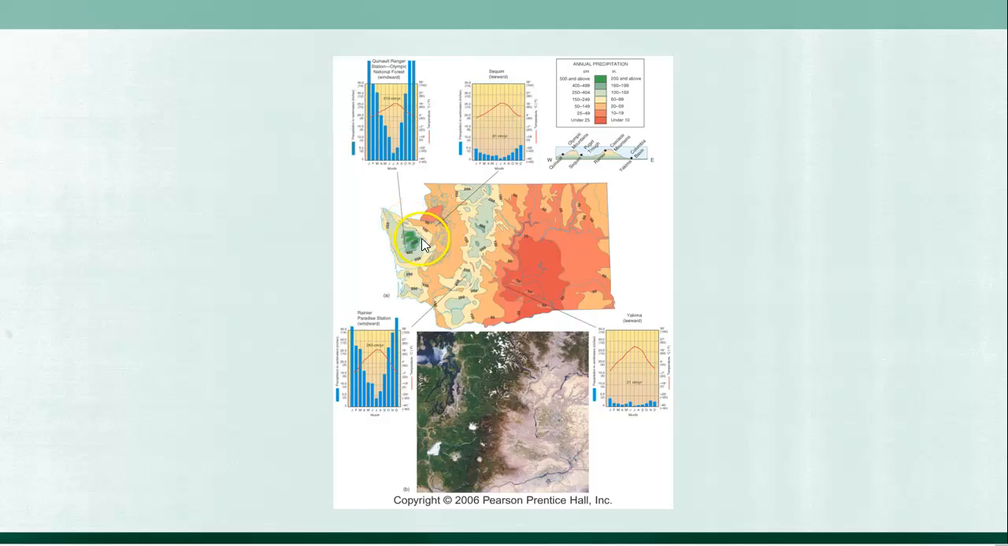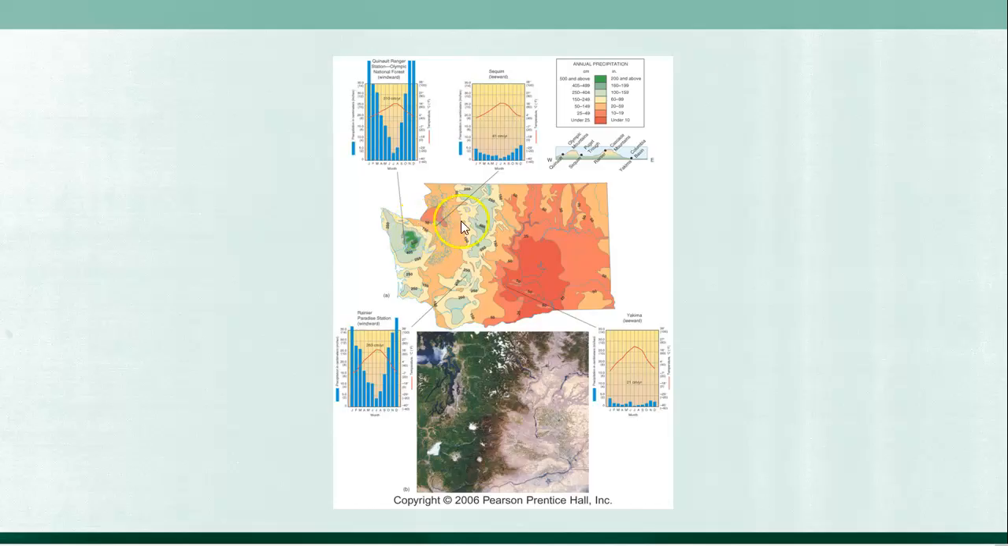What each of these diagrams show right here is the amount of precipitation. The blue lines show how much precipitation falls in each month. And then on the map, the areas in dark green show the areas that get the greatest amounts of precipitation, and the areas in red show those places that get the least amount of precipitation. And what we can see on the map is because winds largely prevail from the west to the east in Washington state, the mountains in the Olympics get the greatest amount of precipitation by far.